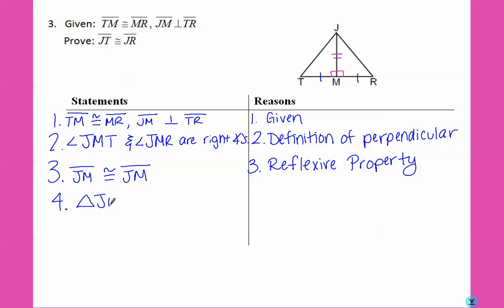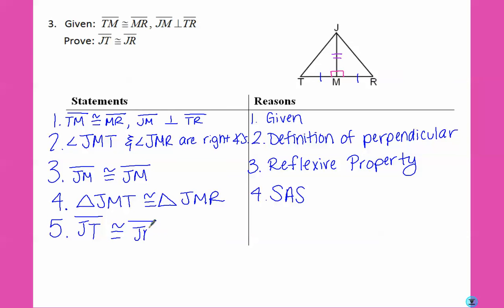Therefore, we can prove the triangles are congruent. Triangle JMT is congruent to triangle JMR because of side, angle, side. And since the triangles are congruent, the parts must be congruent. So JT, which was first and last in our congruent statement, is congruent to JR, which were also first and last.